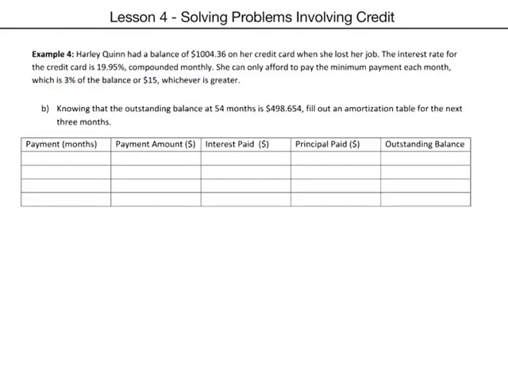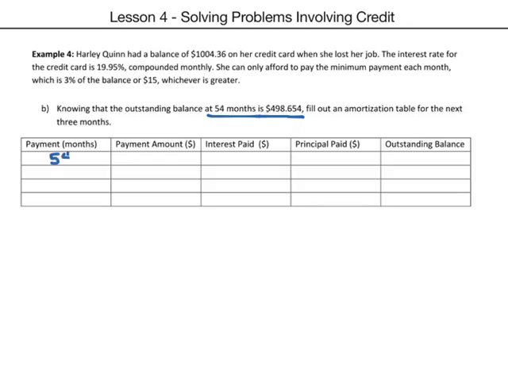So what we have here is part B. So at 54 months, she still owes $498.65. So I would not make you fill out an amortization table that has 54 payments in it. That would take forever. How you would do this in real life is you would have a spreadsheet or a program that does the amortization table for you. But we're going to skip to 54 months to see how the loan has changed.